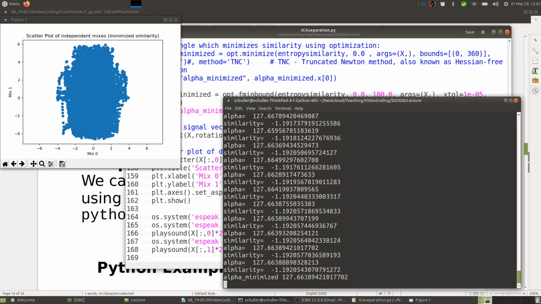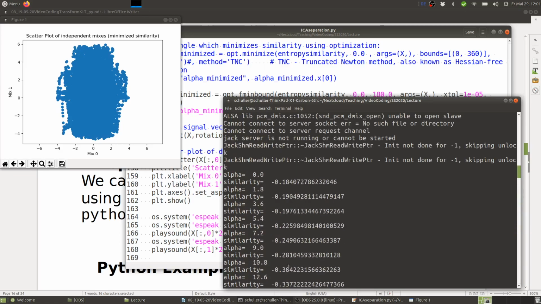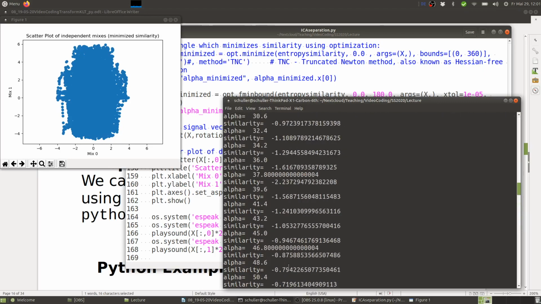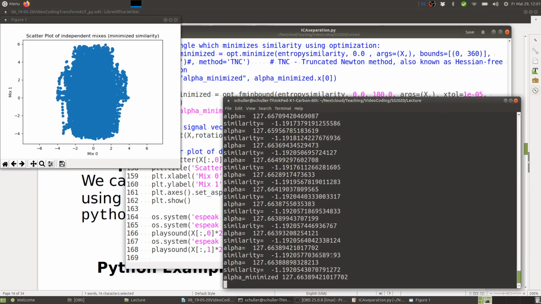So it finds a really precise solution, although it finds here a similarity of minus 1.19. That's interesting. Maybe it's not so good after all. What we had here at 37, we actually had a minimum similarity of minus 2.2. So this shows you that actually this minimum is indeed not as good, but it is a local minimum which fooled the optimization.